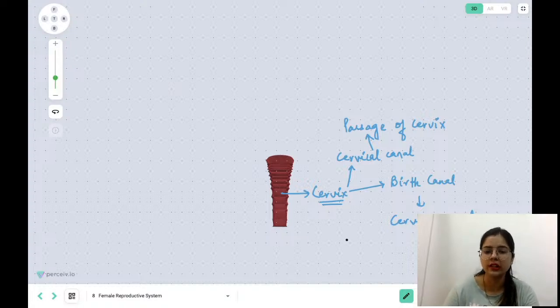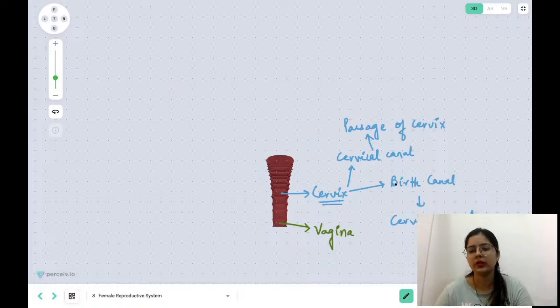And where is the vagina? So the vagina lies over here. This becomes your vagina. तो जो कि birth canal के component में आएगा.